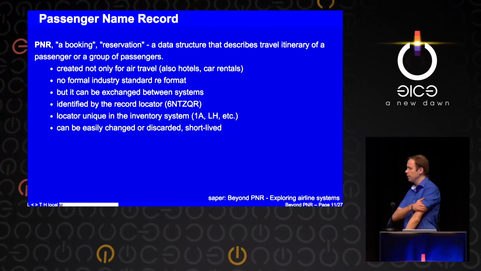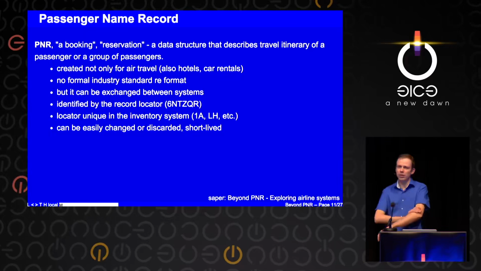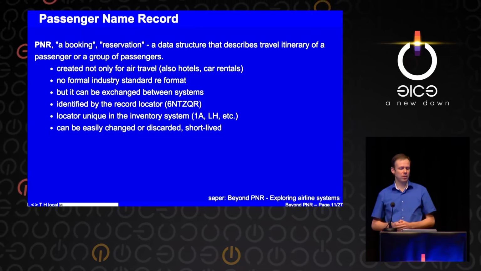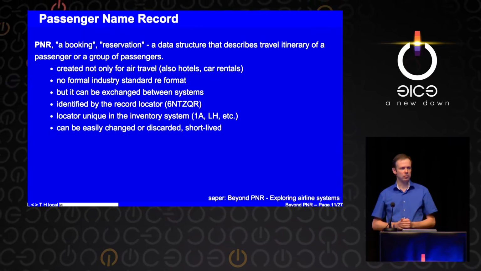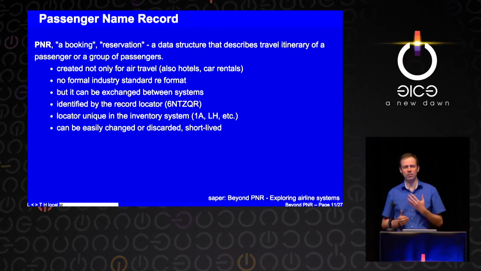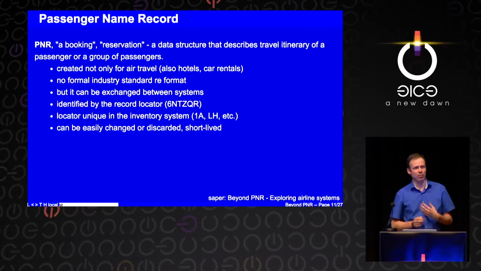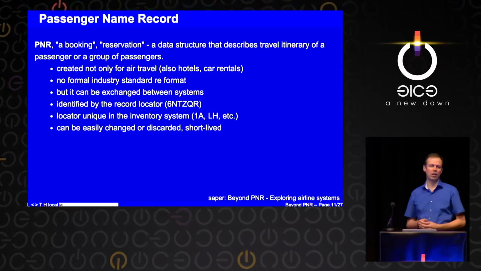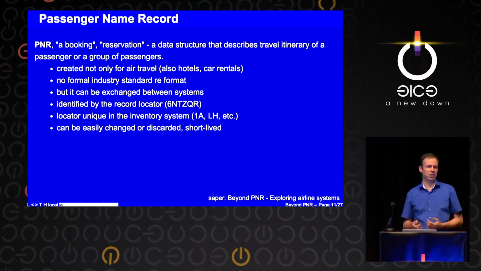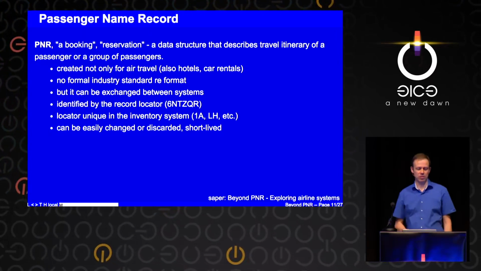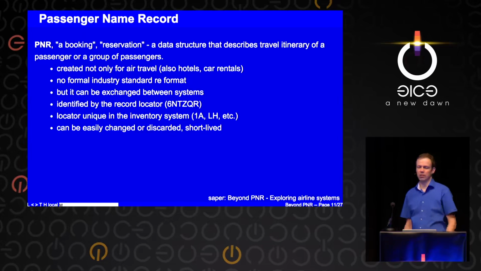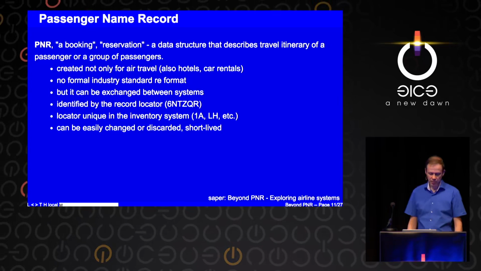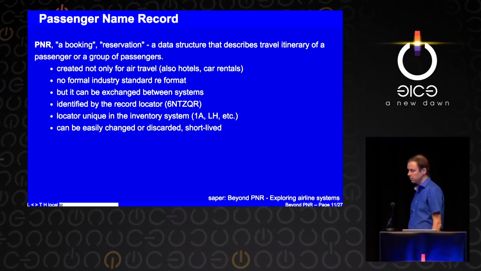There is no formal industry standard for the format of a PNR, but because they can be exchanged between the various systems, they tend to be very similar. So, for example, lots of abbreviations and lots of additional services described in the PNR are pretty much standard. So you don't have an issue with understanding a PNR in different systems. PNRs are identified by the record locator.